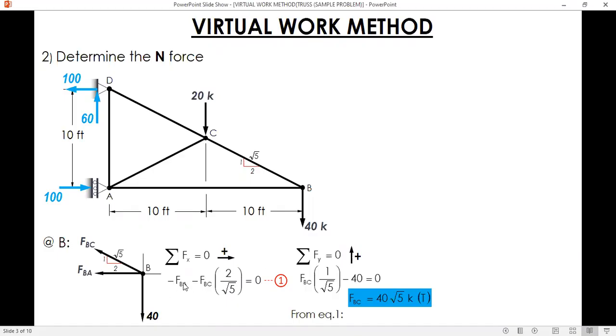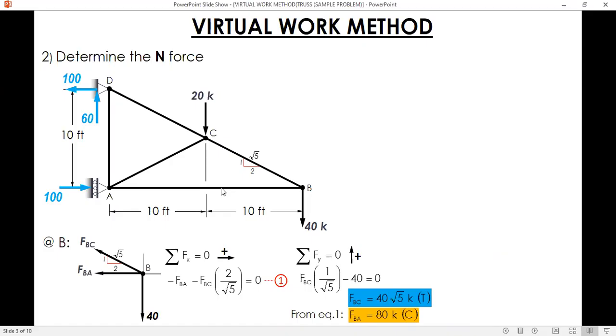So when you transpose FBA sa right side to become positive, the left side is still negative 80. Therefore, if BA is negative 80, compression since negative man. So conclusion, BC is 80 compression. Okay. So we have solved two members.